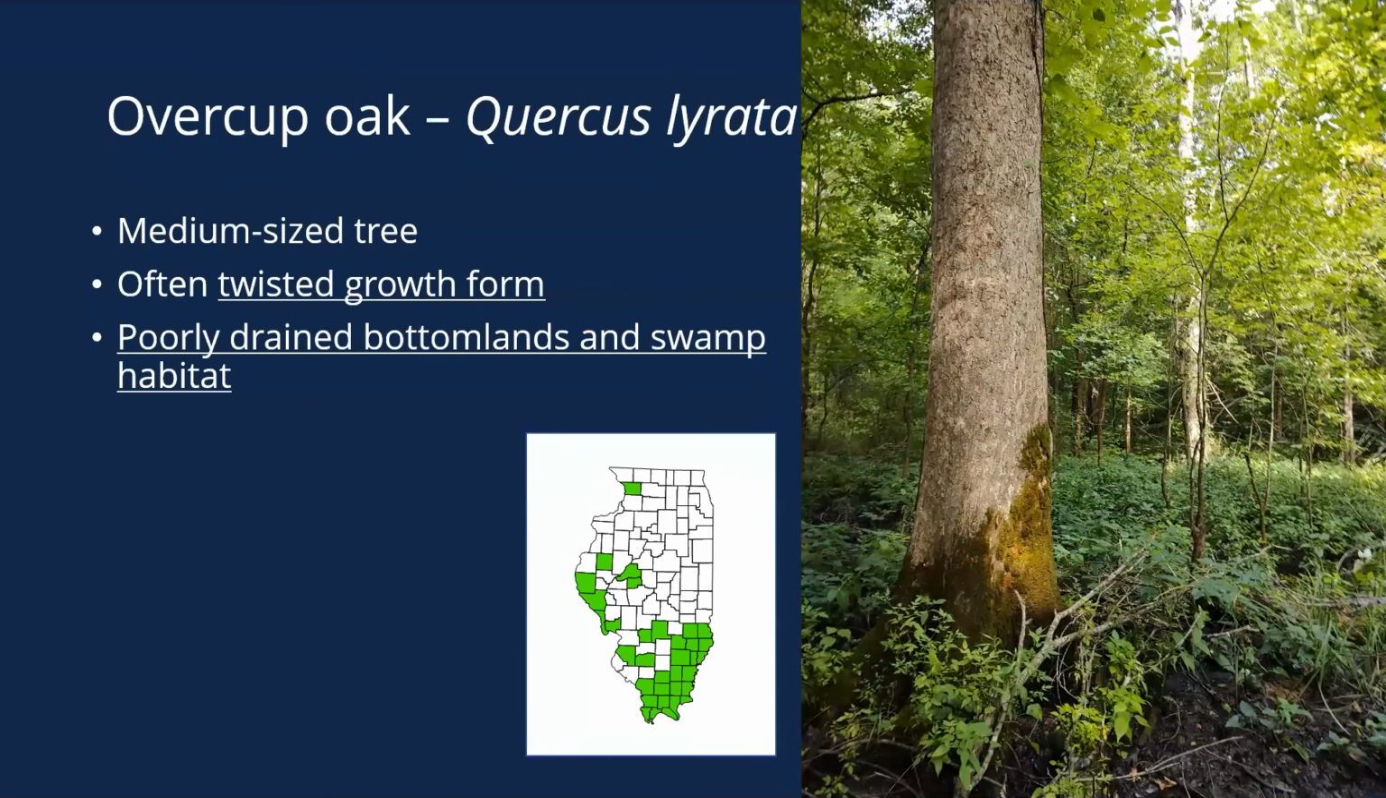So overcup oak is mostly confined to the southern half of the state, southern third of the state, although it's spread out a little bit there. This is a medium-sized tree. It often has a twisted growth form. And it is probably the most flood tolerant of all of our oak species. It often grows in poorly drained bottomlands. It grows in swamps. It grows in sites that really can stay inundated for long periods of time. So it's really a species that can handle very wet environments.